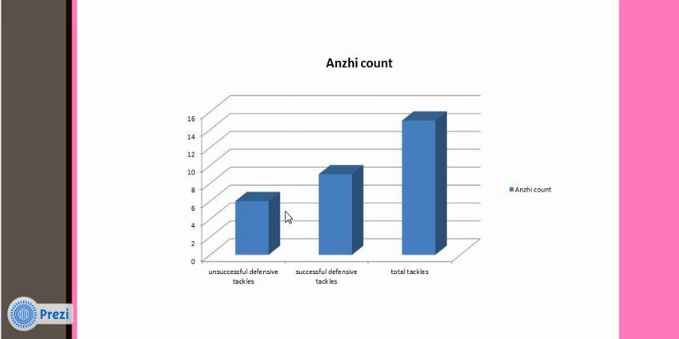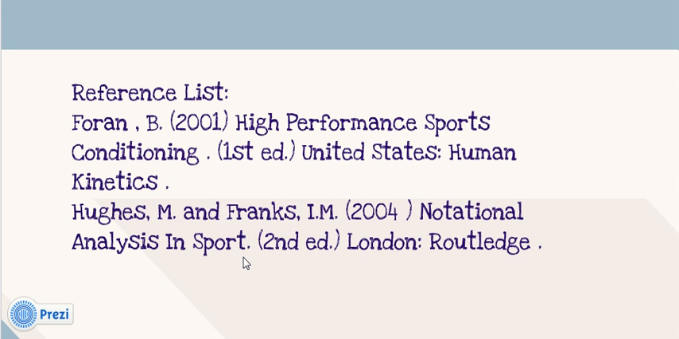This is Anzi count, the unsuccessful defensive tackles, successful, and total tackles. Anzi made more successful than unsuccessful tackles, so that is an area in which they probably won't need to improve. That is my Prezi. Thank you very much for listening.